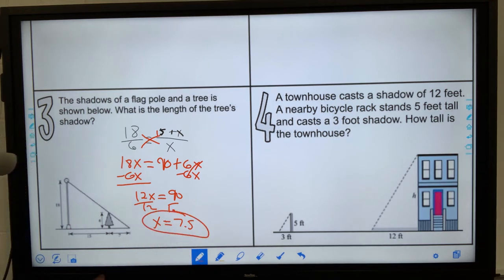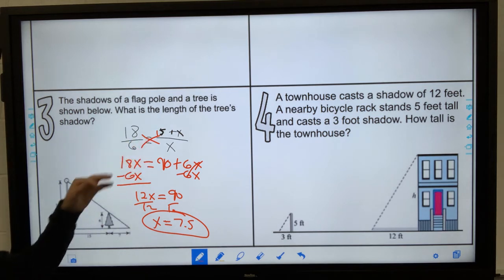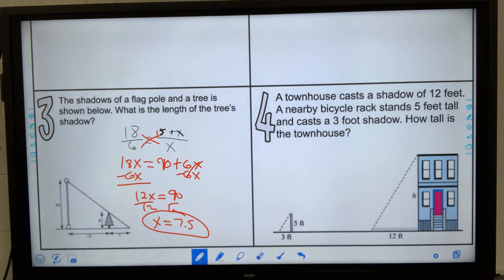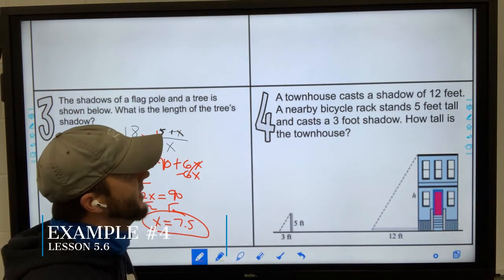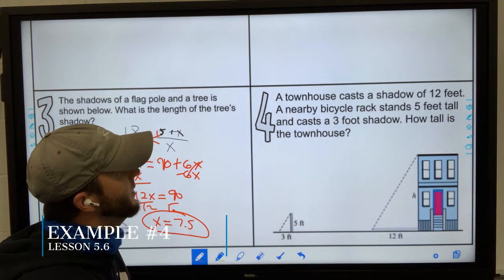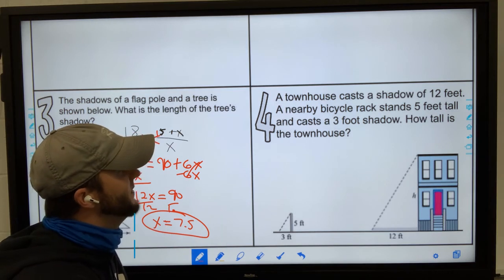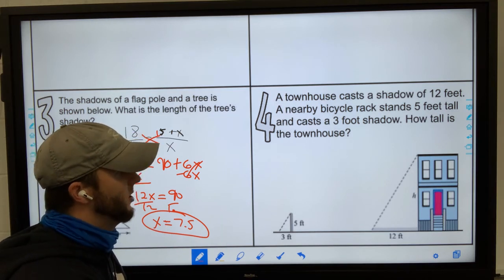It could be feet. I bet you that's what it's measured in. So your answer here should be 7.5, but we're using the proportion and the corresponding sides to end up solving for this. All right, lastly on example number 4, it says a townhouse casts a shadow of 12 feet. A nearby bicycle rack stands 5 feet tall and casts a 3-foot shadow. How tall is the townhouse?